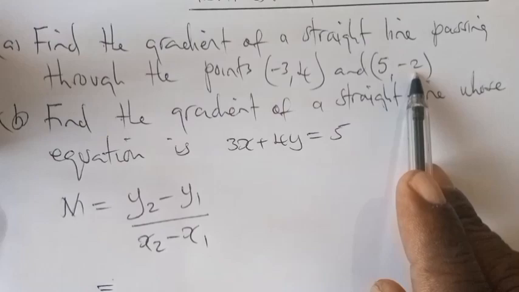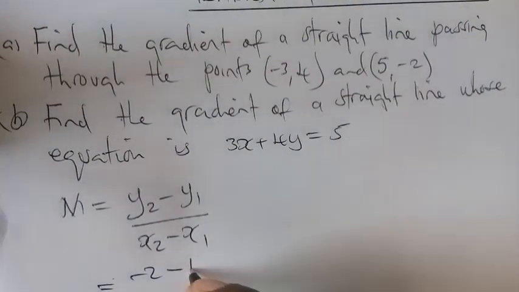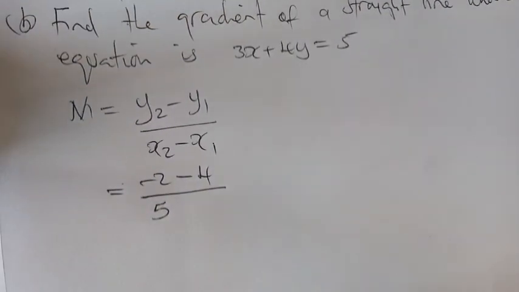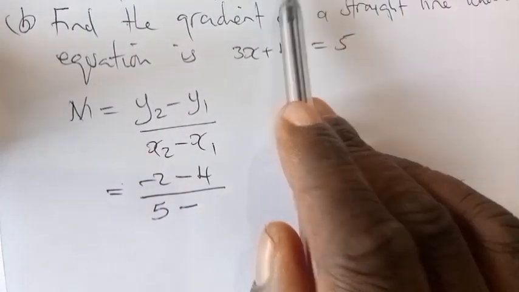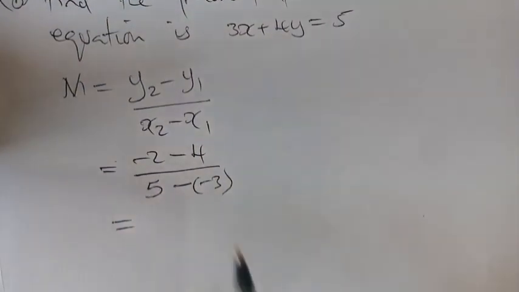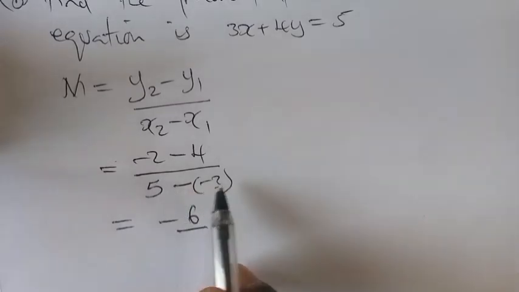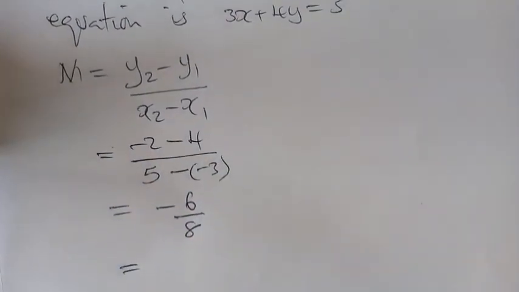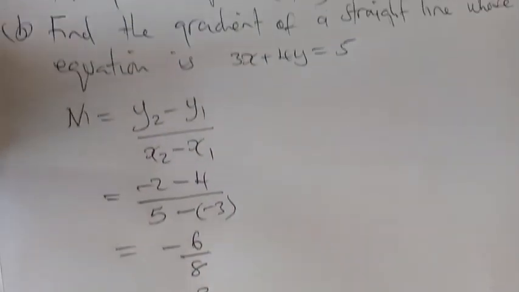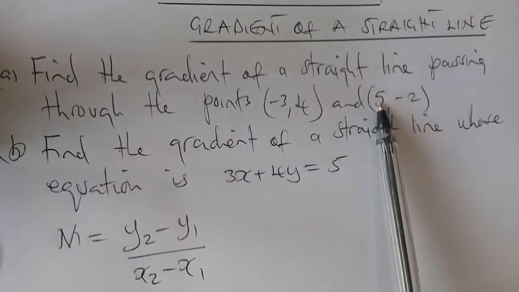So our y2 is this one, which is minus 2, minus our y1, which is 4. Then everything divided by x2, which is 5, minus x1, which is minus 3 here. When we simplify this, on top we are going to have minus 6 divided by 5 minus 3, which is going to be 8. We can write this in its lowest terms as minus 3 over 4. So this becomes the gradient of this line which is passing through the point minus 3, 4 and positive 5, minus 2.